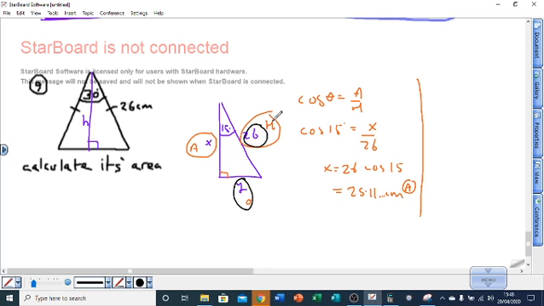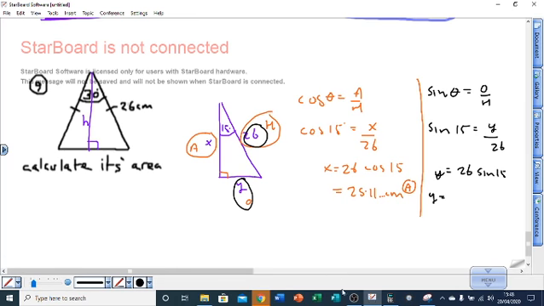Okay, so it's O and H, so it is sin. So sin theta is equal to O over H, which is sin 15, O is y, over H is 26. Bring this up, y is equal to 26 times sin 15, and that's what we get for that.